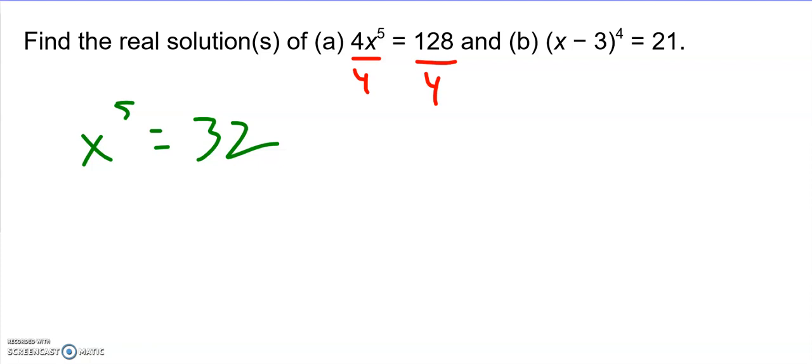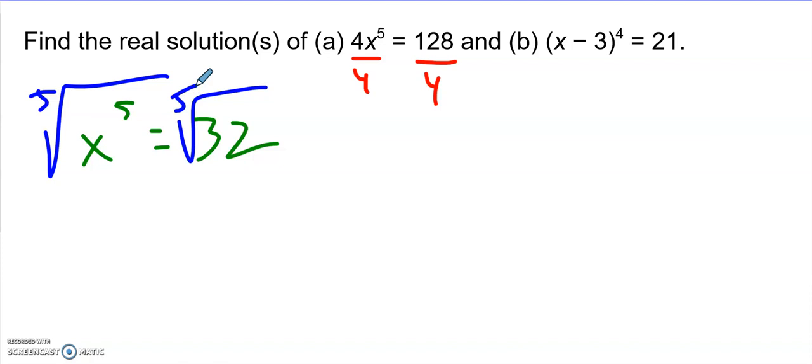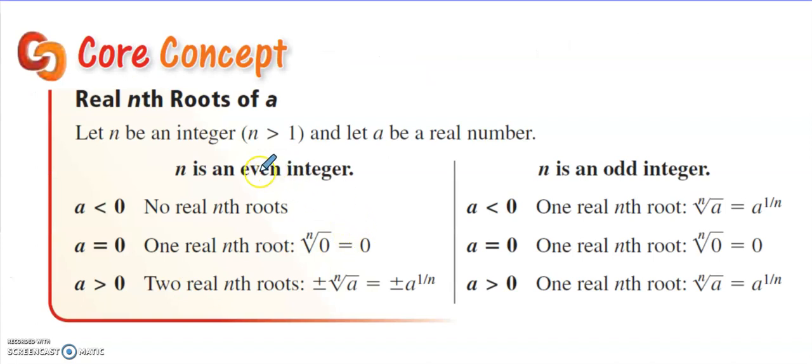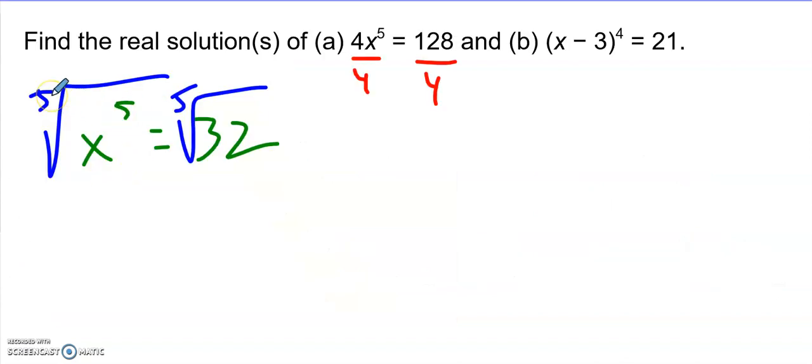Now, how do I get rid of an exponent of 5? Well, if it was an exponent of 2, I would do a square root. If it's an exponent of 3, I would do a cube root. Since it's an exponent of 5, I'm going to do a fifth root. Now, remember that that is the same as to the 1/5 power. Doesn't matter how you write it. Now we also need to think about, is 5 an even number or an odd number? Well, 5 is odd, so I know I don't need plus or minus. So the left-hand side of the equation is just going to become x.